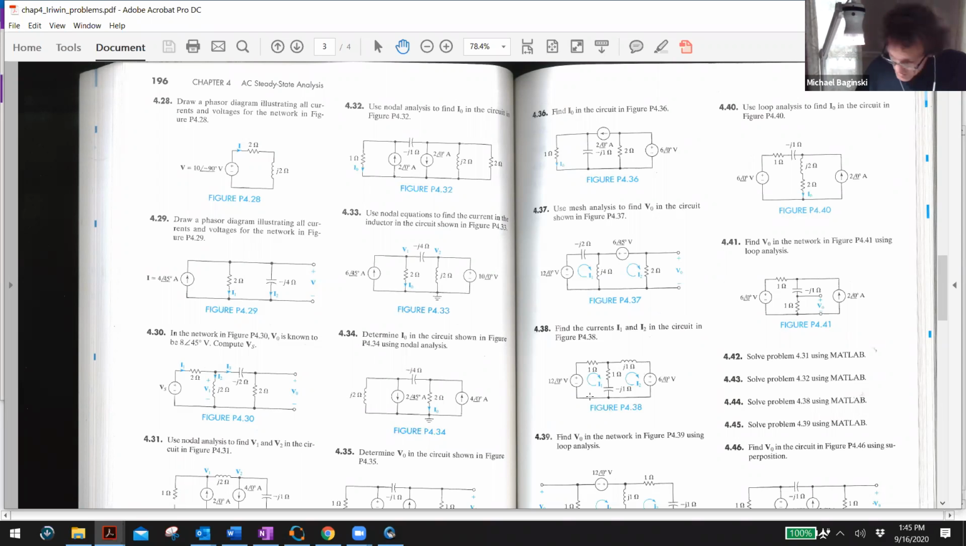It's going to be a voltage drop, so I'm putting a minus there. The net current flowing up is I2 minus I1. That's the voltage drop across these two elements, 1 minus j1. If I2 is flowing up, the voltage would be minus (1 minus j1) times (I2 minus I1). And then this voltage drop is going to be minus j1 times I2.